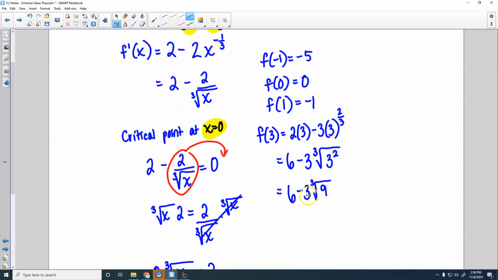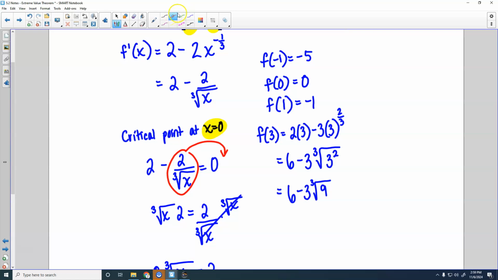But then we've got this one that is 6 minus 3 cube root of 9, and cube root of 9 we do not know. We know the square root of 9, but we do not know the cube root of 9. So that makes it a little difficult to figure out which one's highest and which one's lowest. So we are going to do an estimate here, but do it in your head. Do not write it down, okay? You definitely don't want to write down your estimate with an equal sign, right? Because it's not equal.